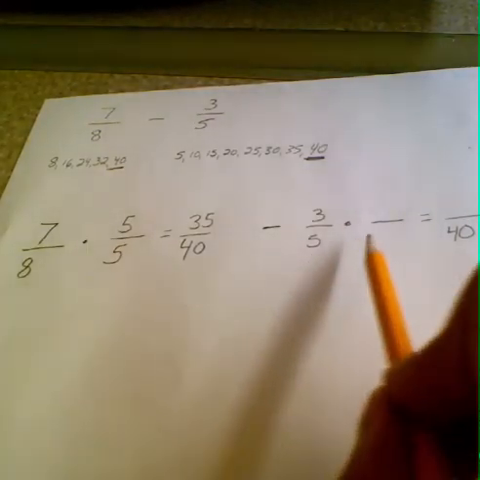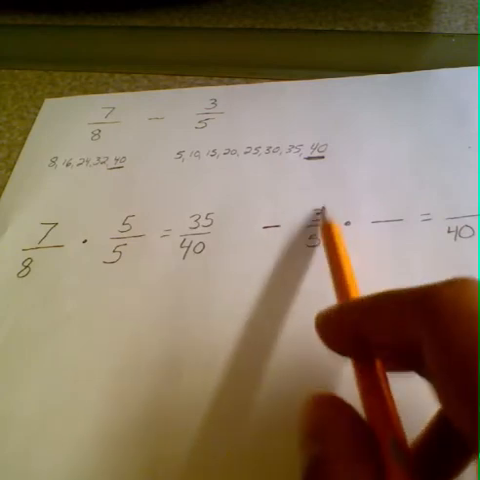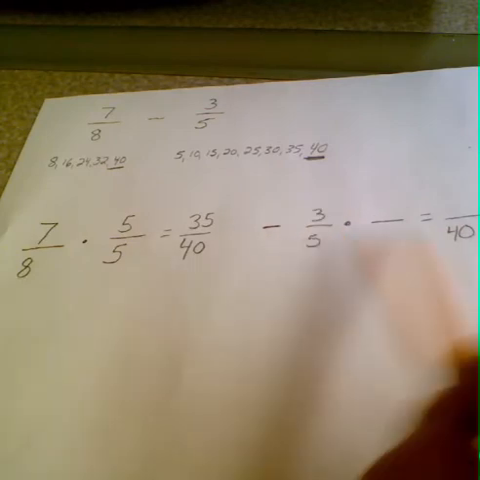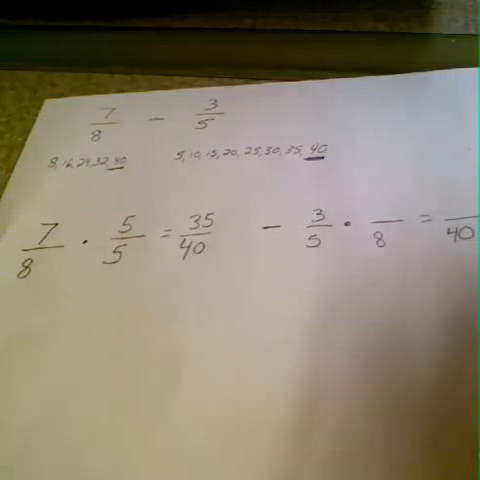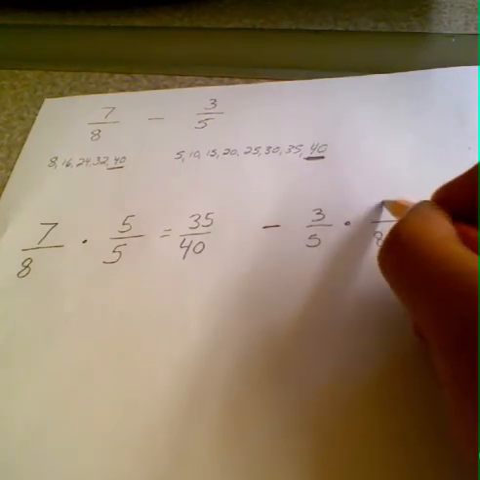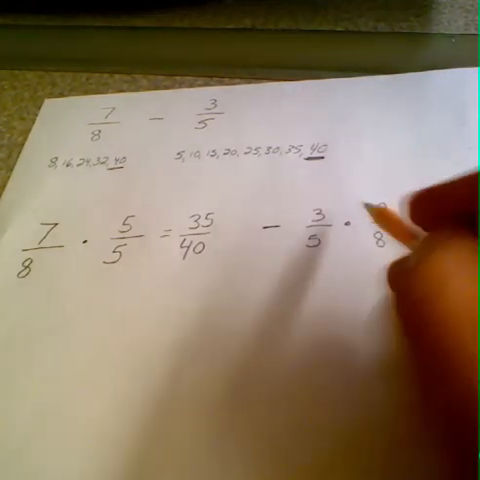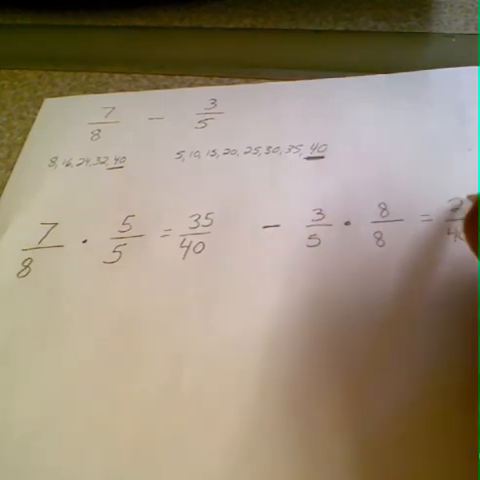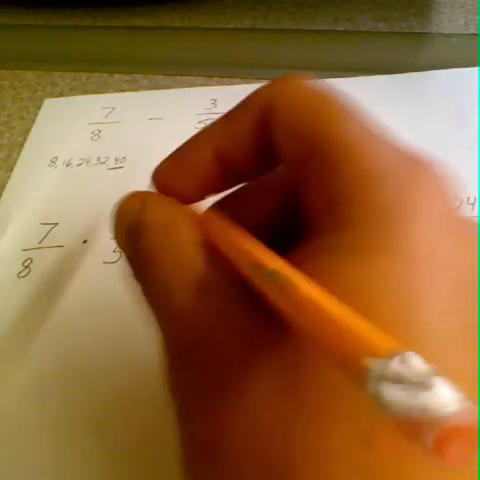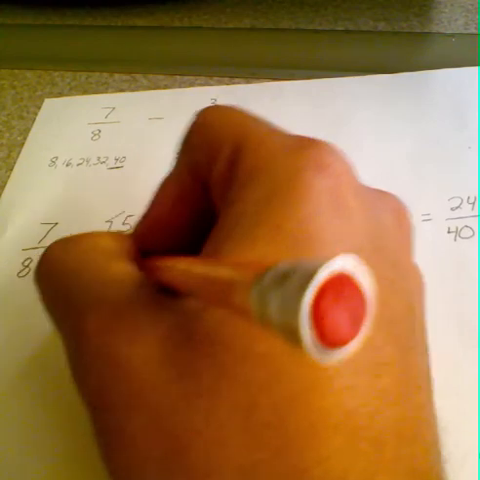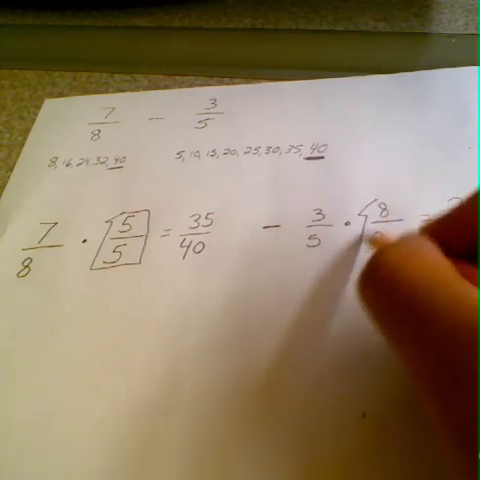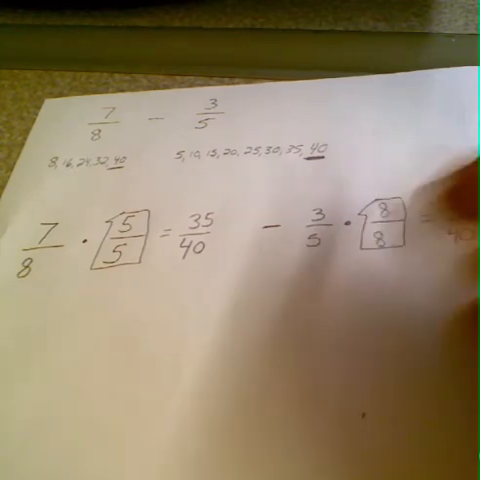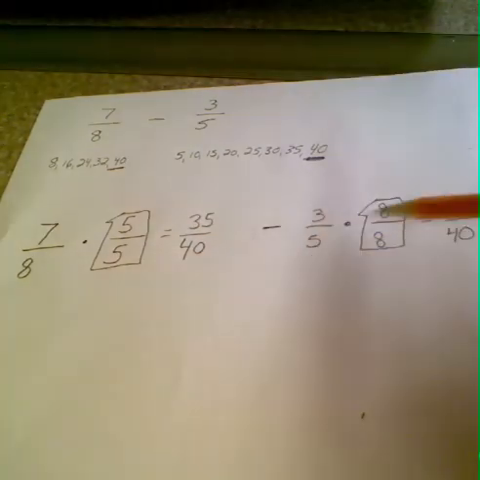All right, moving on. The next part, 3/5. How am I going to get from 5 to 40? 5 times what number gives me 40? Well, I know 5 times 8 is 40. And so if I multiply the bottom times 8, I've got to multiply the top times 8. And 3 times 8 is 24. Just like with addition and finding equivalent fractions, I can put a giant 1 around the 5 divided by 5, and a giant 1 around my 8 divided by 8. Both of those are 1.